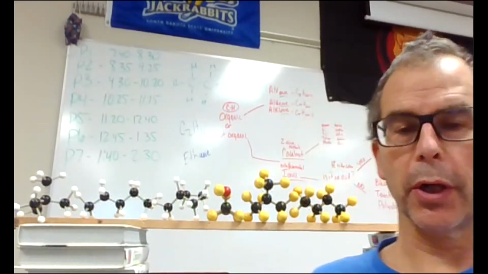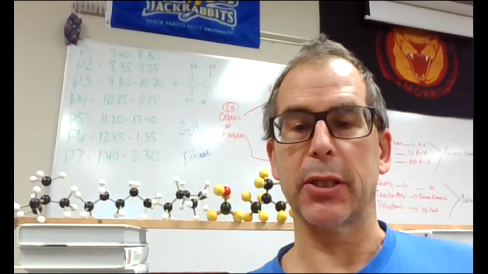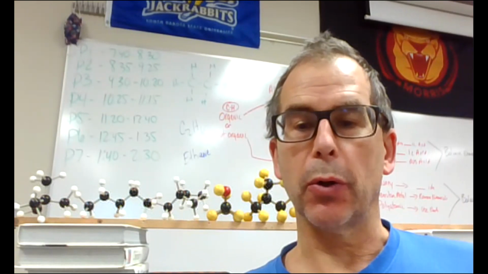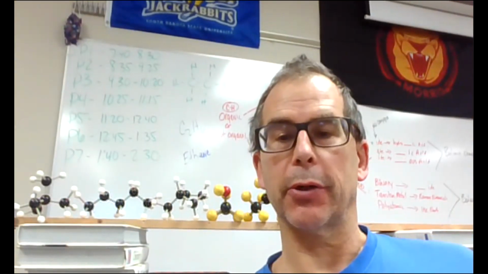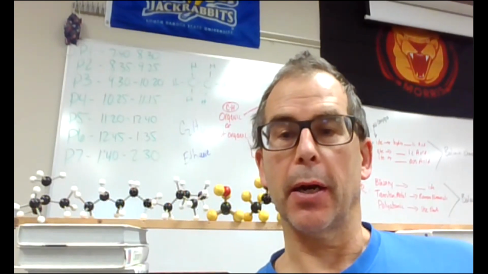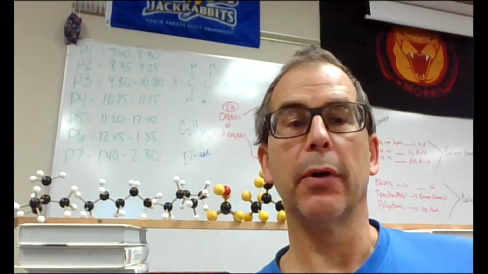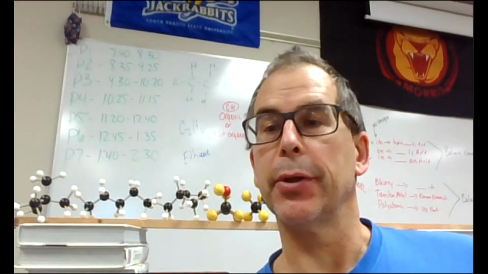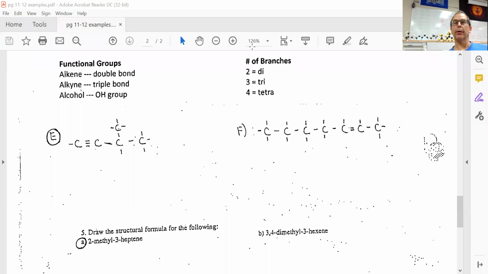In this video, we're going to look at a couple of naming hydrocarbon examples from page 12, which would include alkenes, which are double bonds, alkynes, which are triple bonds, and alcohols, which have an OH attached to those. So let's bring up a screen here and take a look.